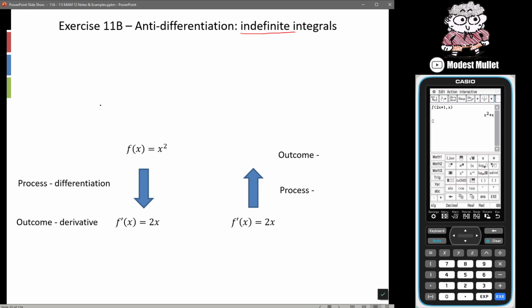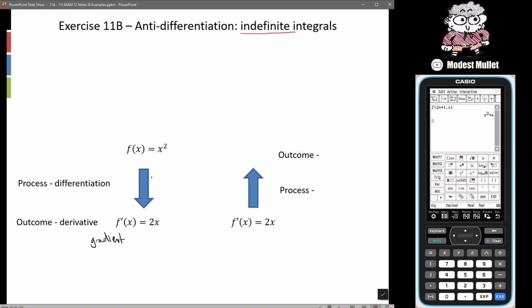So let's start with thinking about if we start with some original function f of x is equal to x squared and we apply the process of differentiation to it, the process is differentiation and the outcome is we get a derivative. Now, what is that derivative? What is that outcome? Well, that tells us a gradient function. Tells us the gradient at any point.